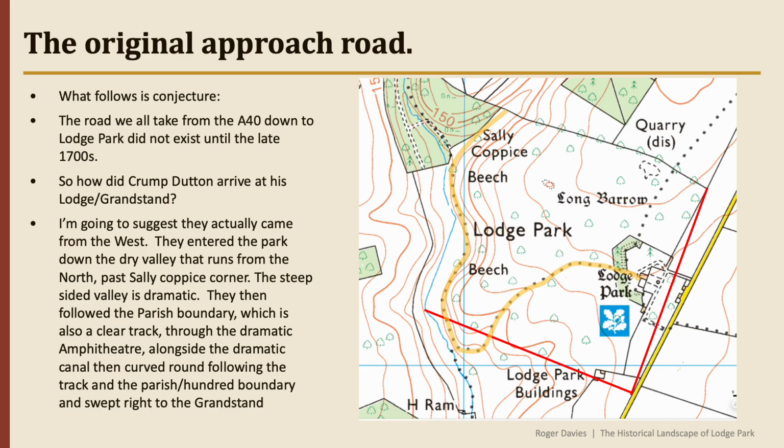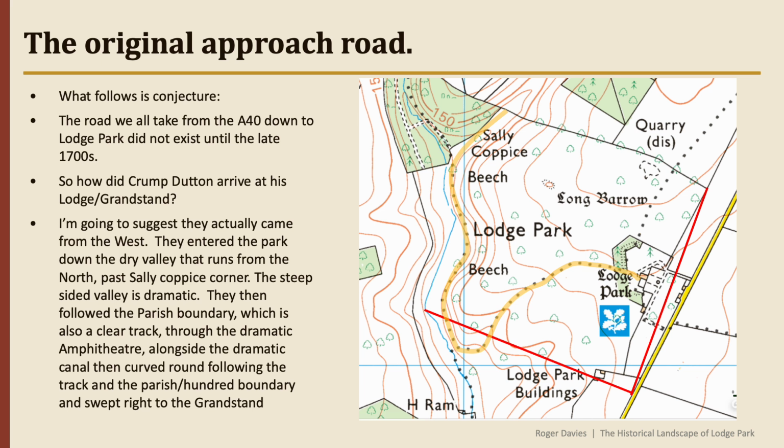Let's think about how Crump Dutton might have approached Lodge Park. That straight road that runs past Lodge Park from the A40 didn't exist until the 1770s. So it's not as though Lodge Park was a place approached down that road. When Crump Dutton was bringing his important guests to view his fantastic gambling lodge, to come and spend a night of perhaps booze and gambling in what at some stage was called a casino, how would he have got there? Well, he could have come down the parish boundary that runs down the side of the old deer course, but it's not a very impressive approach.